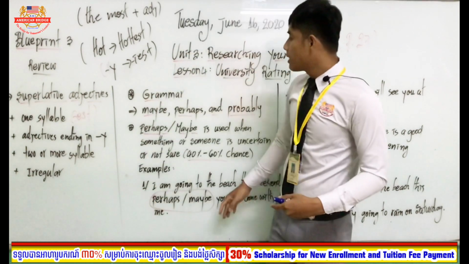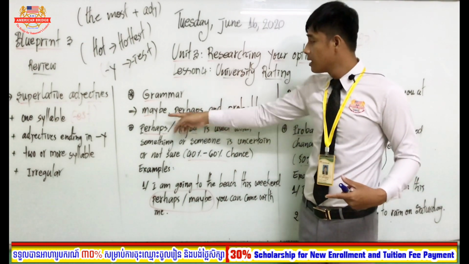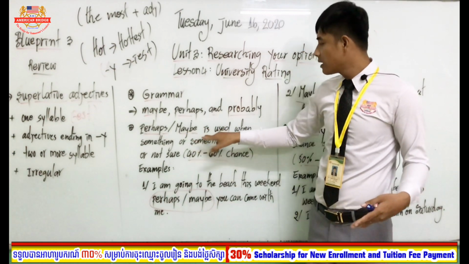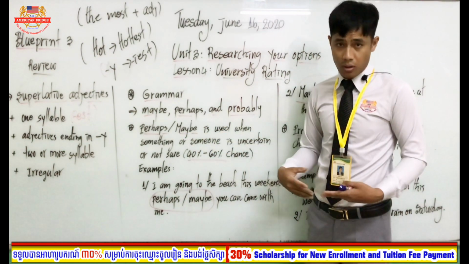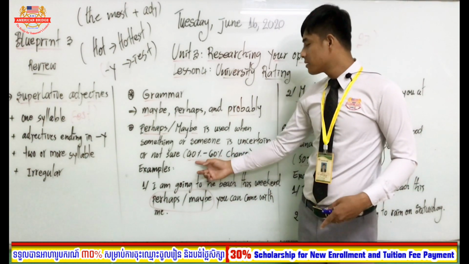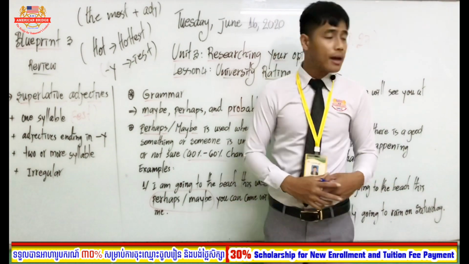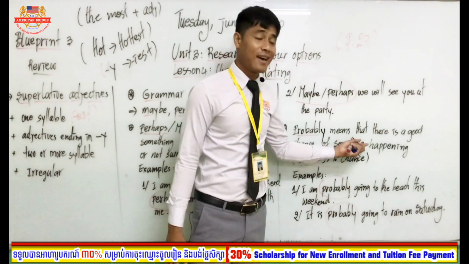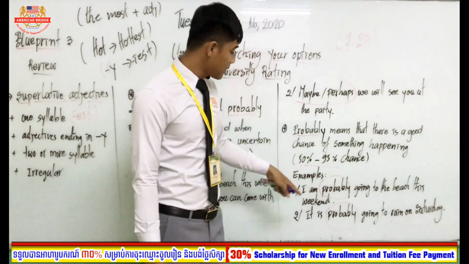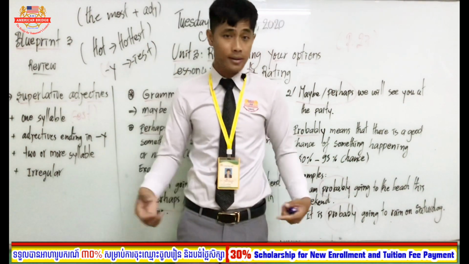For today's topic, we learned the grammar section: maybe, perhaps, and probably. Perhaps is used to talk about something unsure or uncertain, and the chance that it happens can be 40 to 60%. Probably means there is a good chance of something happening, a chance of 50% to 90%. It is for sure going to happen.